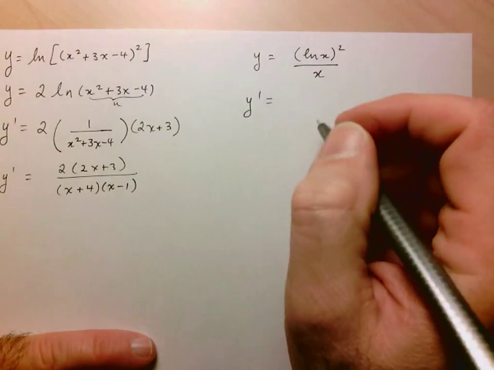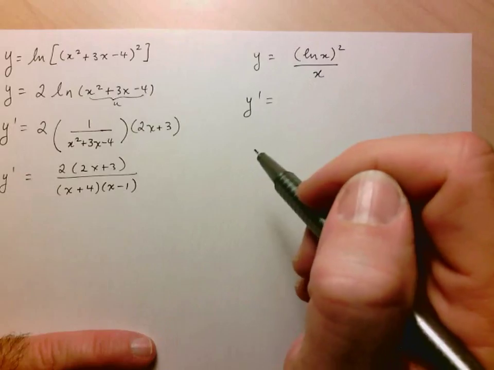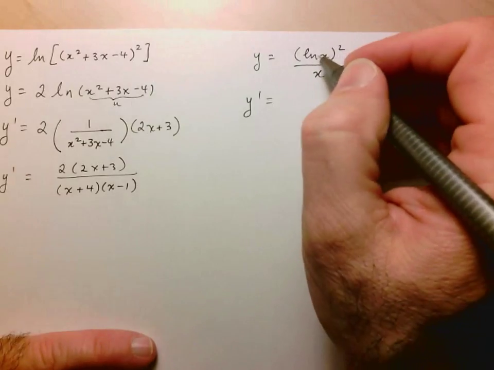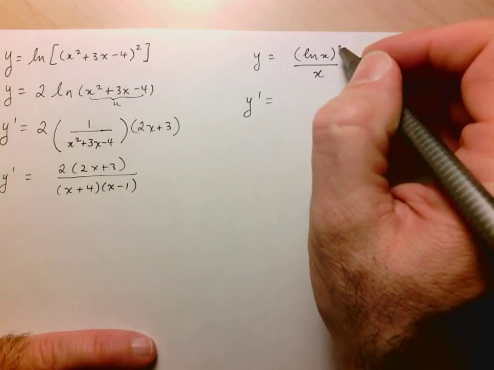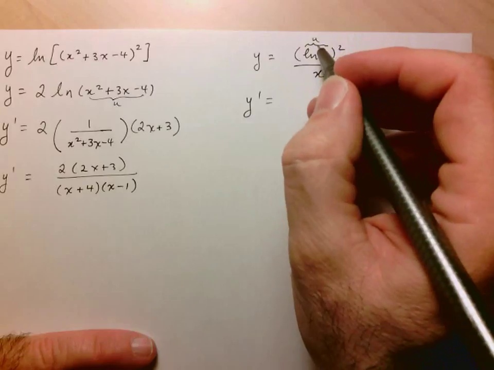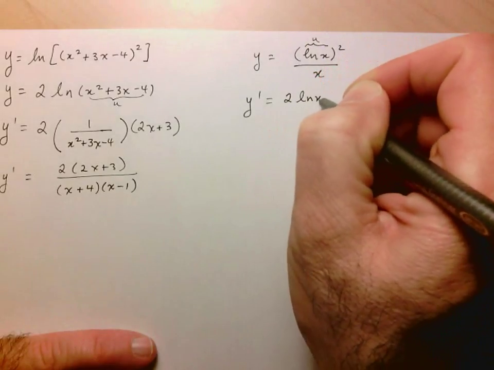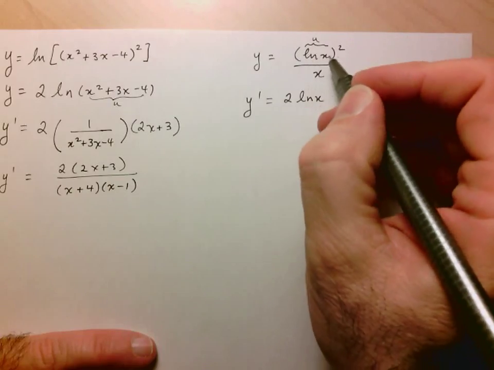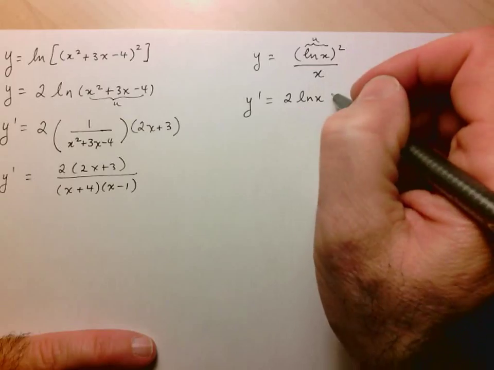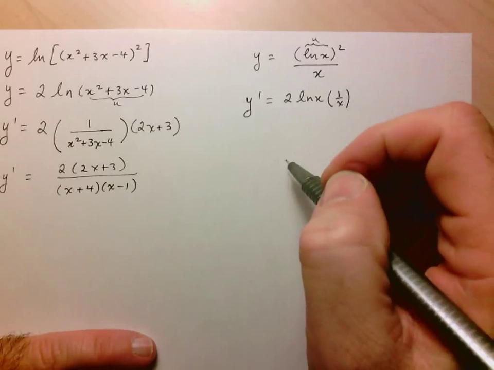Okay, y prime, and in fact the first thing we have to do is determine the derivative of this numerator function. Here I see that I have ln x squared, so I have the derivative of something squared, and that something is going to be my u. The derivative of u squared is 2u, so 2 times ln x, and now I have to take the derivative of this u, and the derivative of ln x is 1 over x. Okay, so there's the derivative of the numerator.